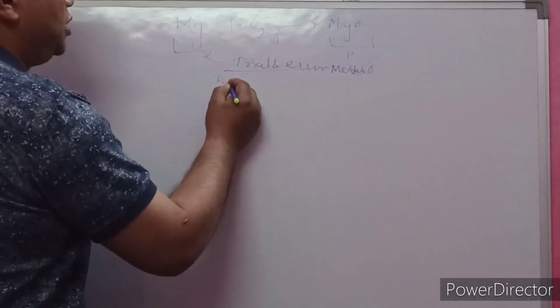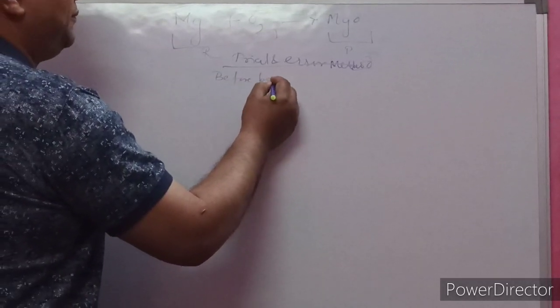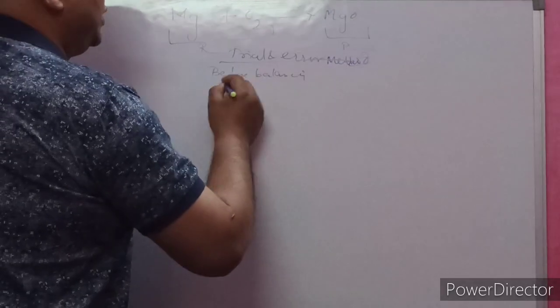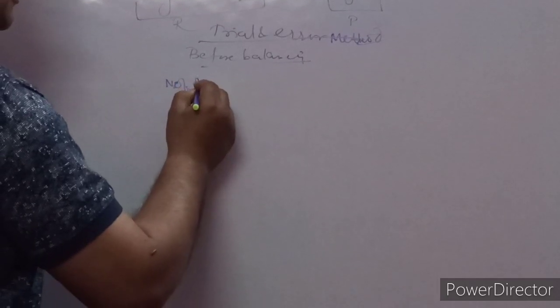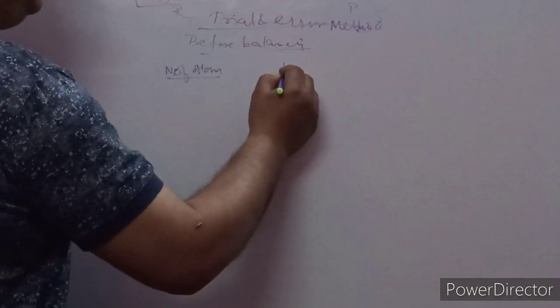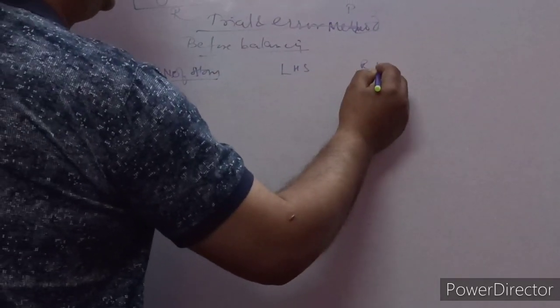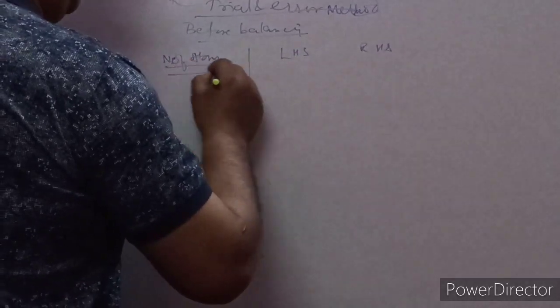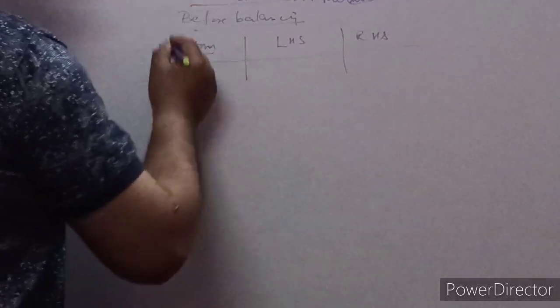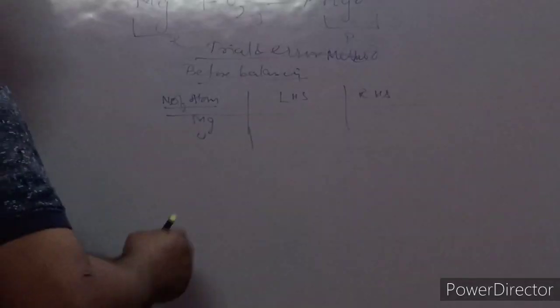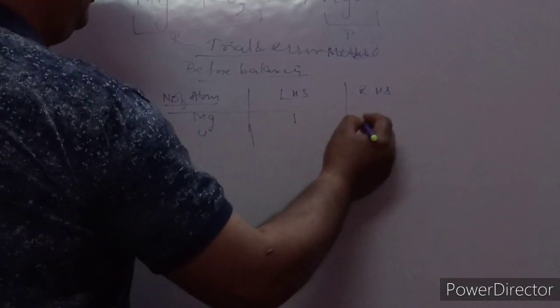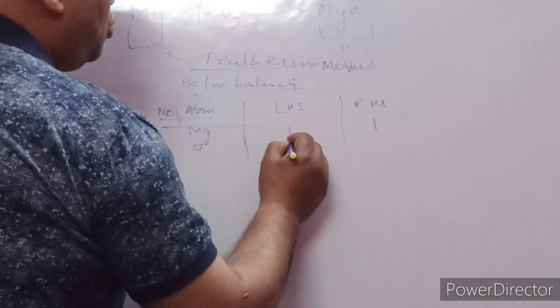Before balancing, first column is before balancing. You have the number of atoms, LHS and RHS. So Mg is there, O is there. Before balancing, left hand side magnesium 1, right hand side also 1. Oxygen 2, here 1.